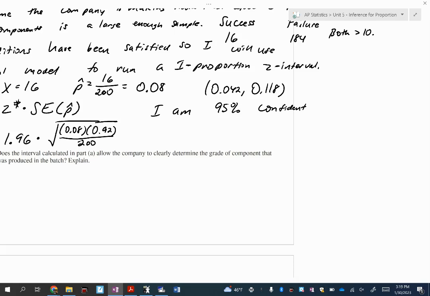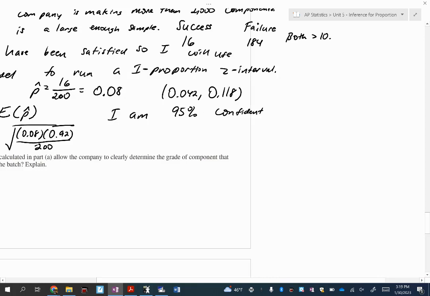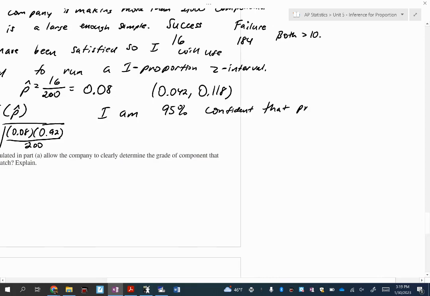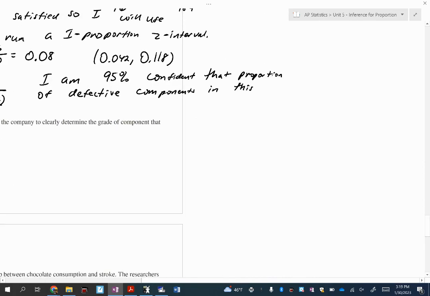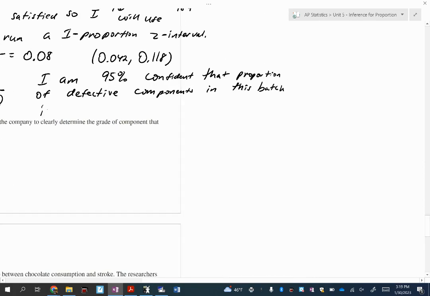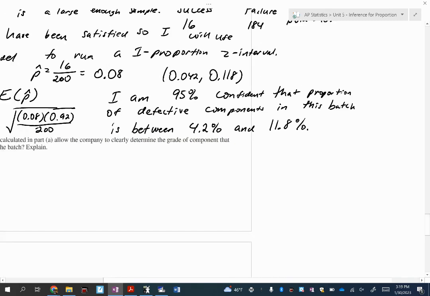So I'll say what I'm going to say, and then we'll see if it matches up, okay? I am 95% confident that the proportion of defective components in this, and I want to get the name right, is it a box? Where did they find these? A batch. Yeah, in this batch, is between 4.2% and 11.8%.